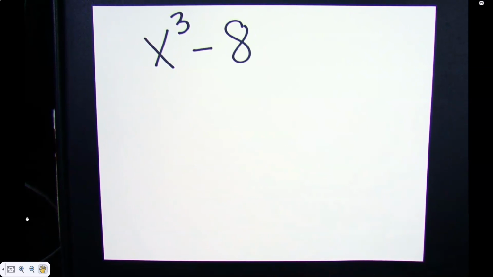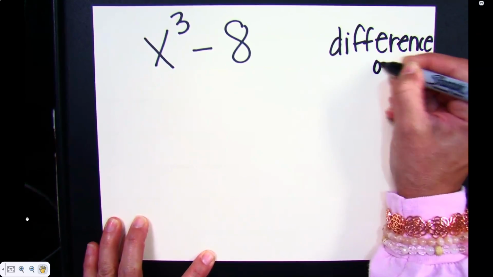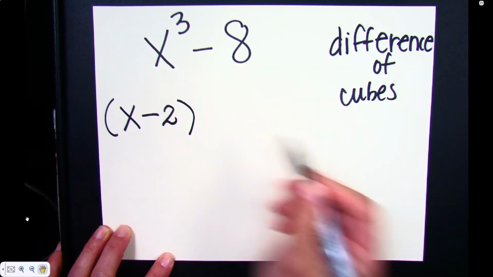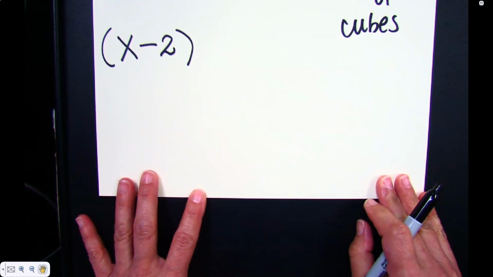Okay, now this is a binomial and it has 2 cubes. This is a difference of 2 cubes. This is factorable the same exact way. We're going to cube root both of those terms. The cube root of x to the third is x. The cube root of negative 8 is negative 2. And just like in the previous example, we don't look back. We continue on from this binomial.